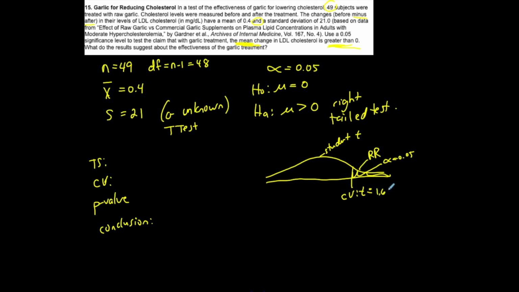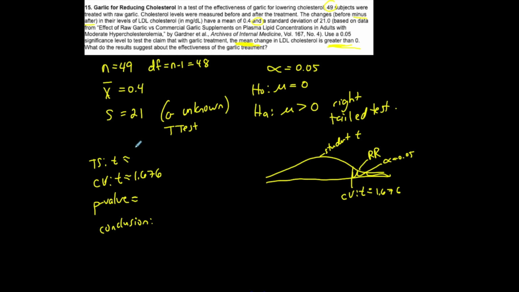Now I'm going into details because I'm going through everything. Most of the time I don't even write this down. I can go straight to the table, find my value. But now I have my critical value, which is a student t-distribution, approximately 1.676, and it's positive because it's in the right tail. Let's go to my test statistic.